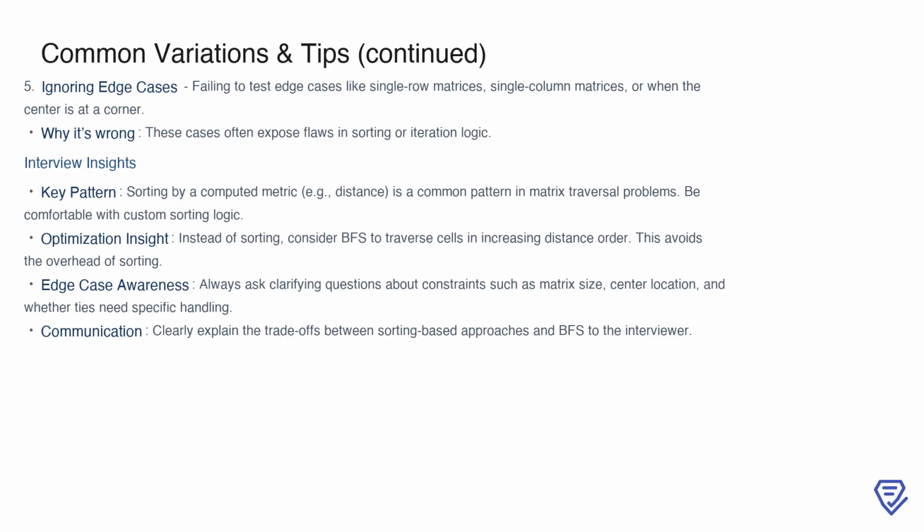Now, let's discuss some key patterns and insights relevant to interviews. Sorting by a computed metric, such as Manhattan distance, is a recurring theme in matrix traversal problems. Being fluent in implementing custom sorting logic is a valuable skill. To optimize further, consider using a breadth-first search (BFS) approach to traverse cells in increasing distance order, which eliminates the overhead of sorting entirely. Additionally, it's important to clarify constraints during an interview, such as the matrix size, the center's location, and whether ties require specific handling.